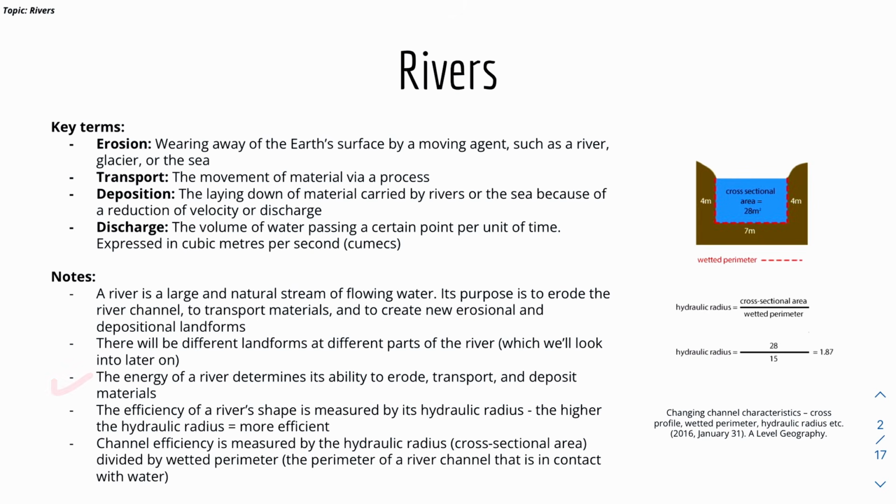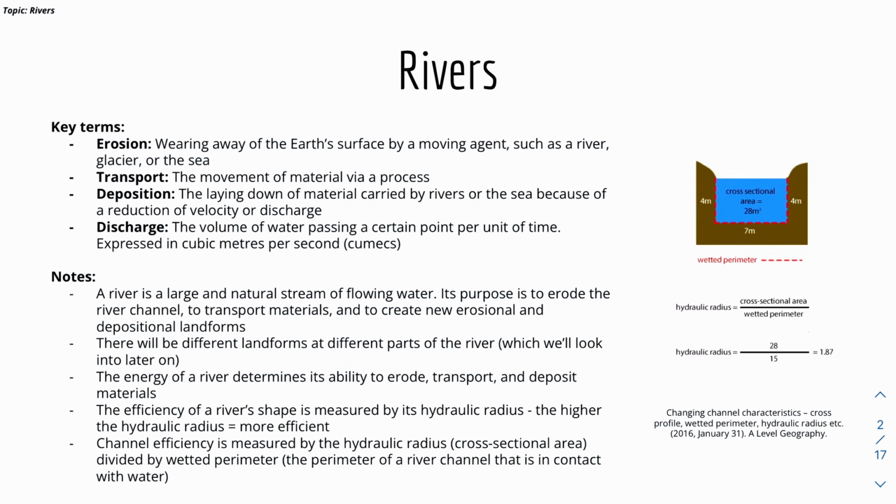And as I mentioned earlier, the energy of a river determines its ability to erode, transport, and deposit materials. So let's say if it has high energy, then it'll erode faster and more powerfully, and it'll transport a material further along the river, and it'll deposit less because it has a lot of energy. So transport and deposit basically is the opposite.